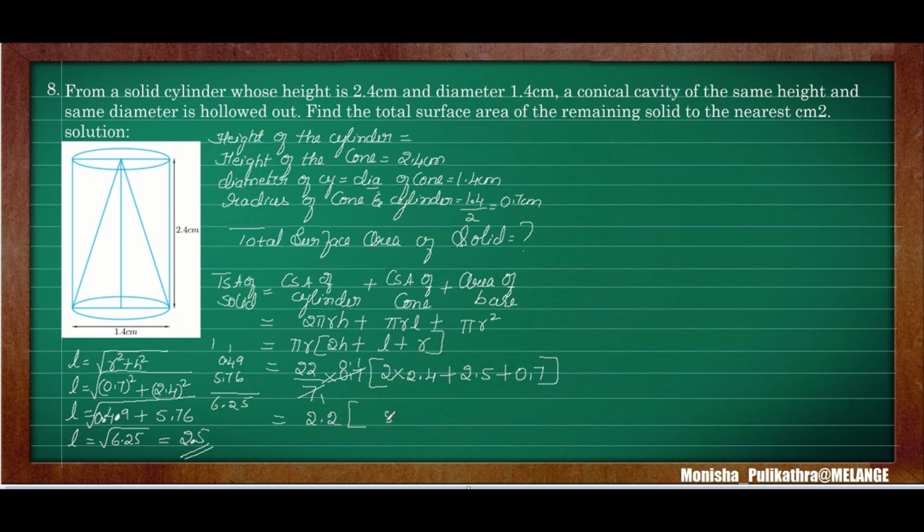So 2 into 2.4 is 4.8, plus 2.5, plus 0.7. So 2.2 into 4.8, 2.5, 0.7. So it is 8.0. So 2.2 into 8.0, that is 2.2 into 8. So the TSA of the solid is equal to 17.6 centimeter square. I hope you understood this.